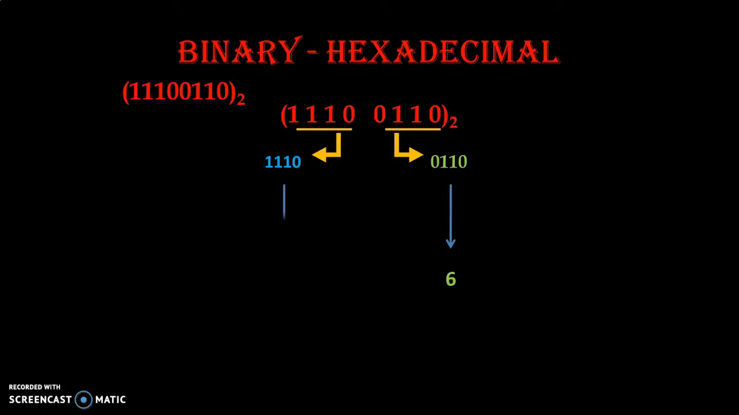1110, right? So 8 plus 4 plus 2. So 8 plus 4, that is 12. 12 plus 2, that is 14. And for 14, equivalent hexadecimal is E.